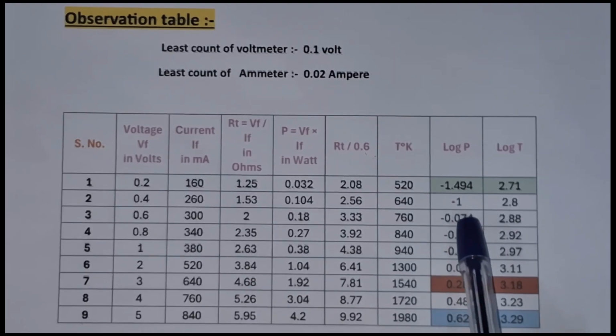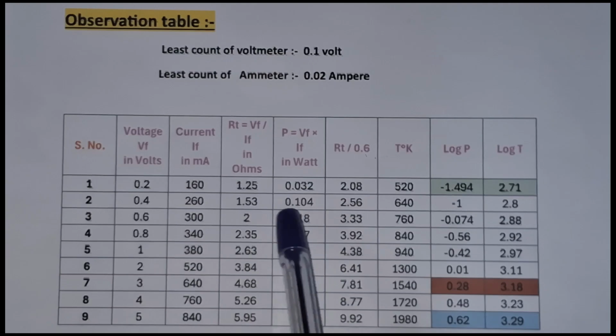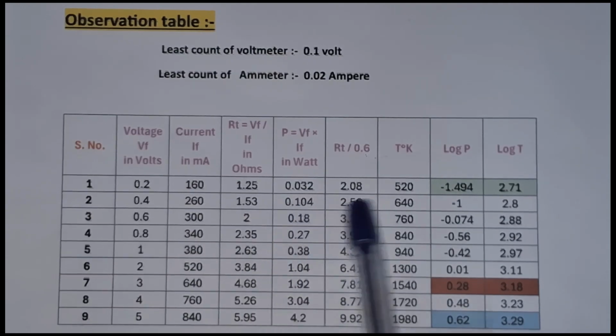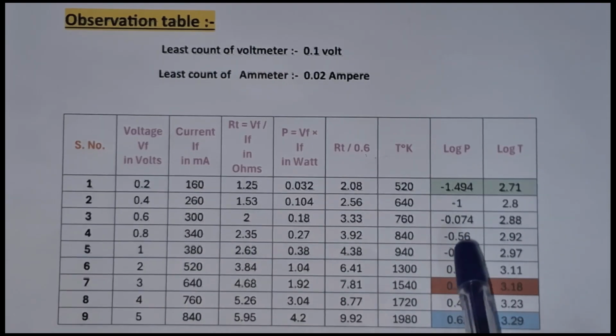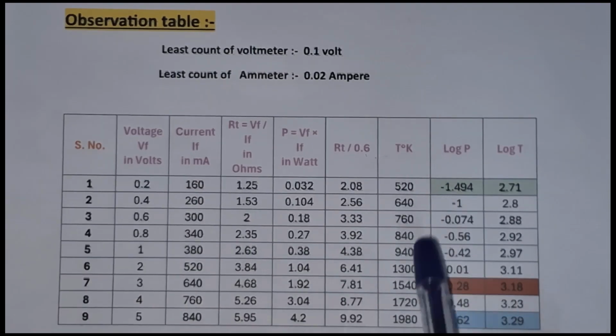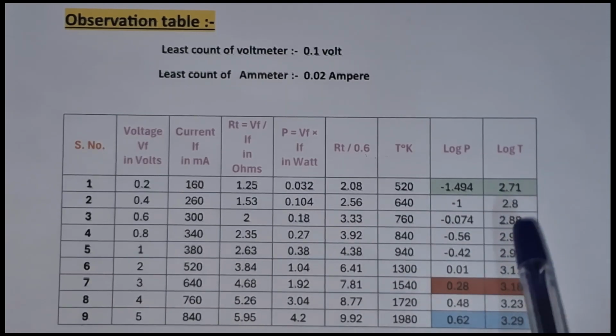Find the value of log P, where P is equal to 0.032, and the log of 0.032 is minus 1.494. Similarly, we find all values of log P with the help of the log table. Similarly, find all the values of log T with the help of the log table.